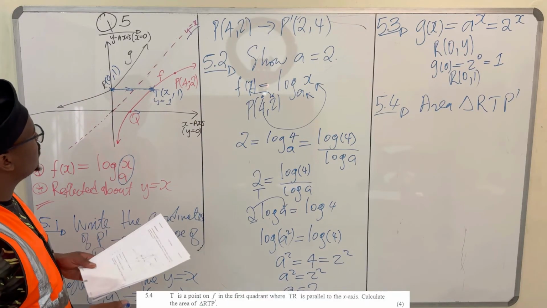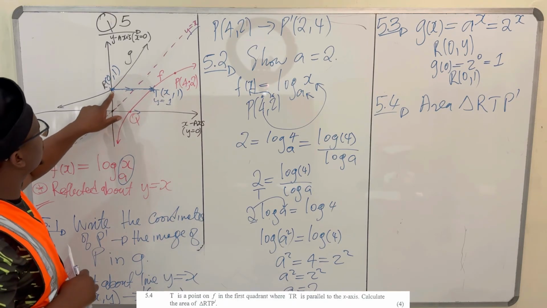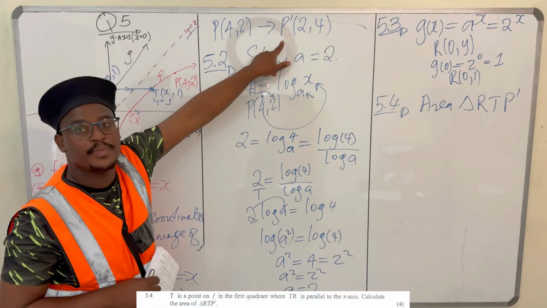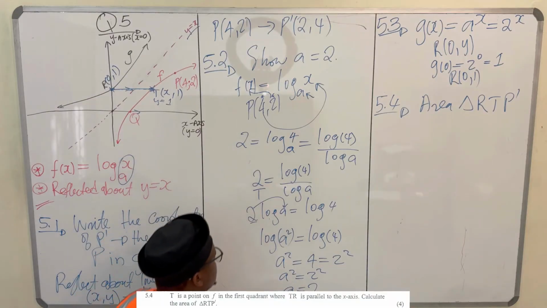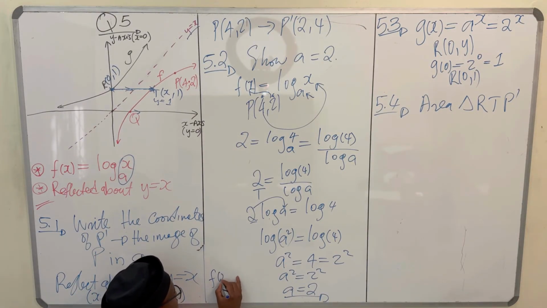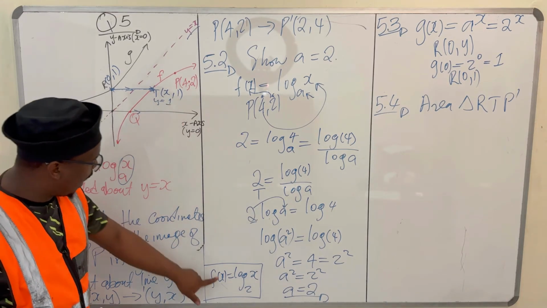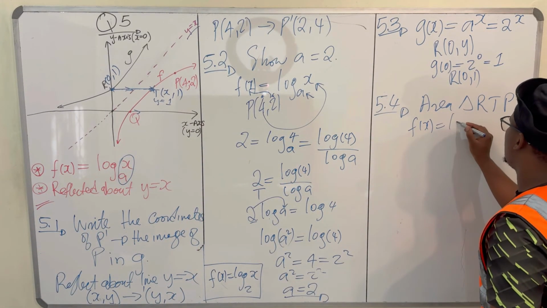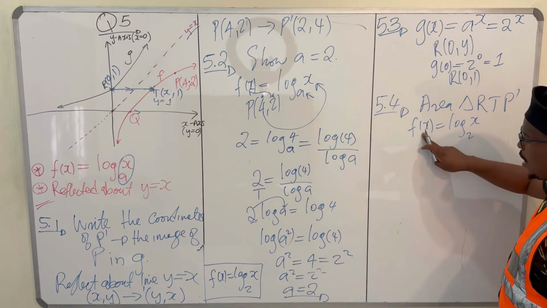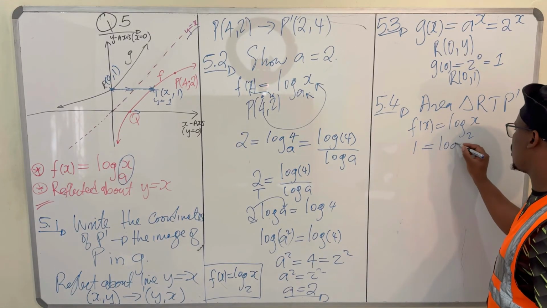So here's what we can do. We can first find the coordinates of T, so that we have the coordinates of R, T, and P prime. T lies on the function f, f of x is equal to log x base 2. We have the y coordinate to be 1, so we're missing the x value. Let's find it. f of x is equal to log x base 2, and the y value is 1, so we substitute: 1 is equal to log x base 2.